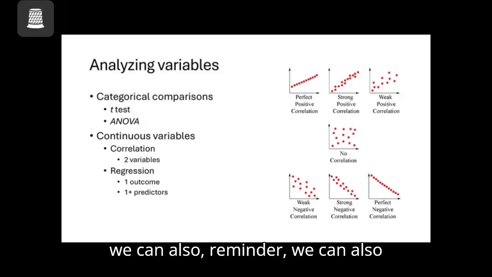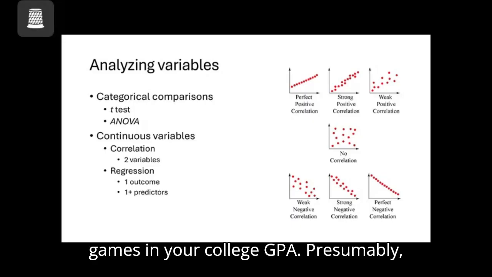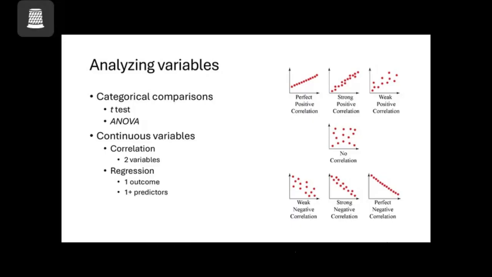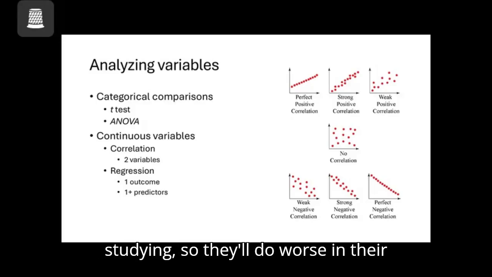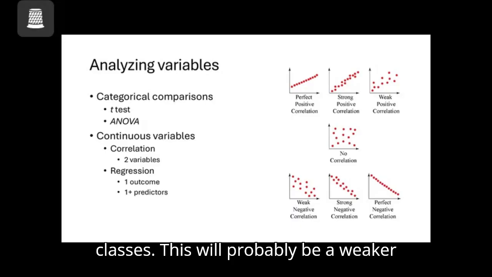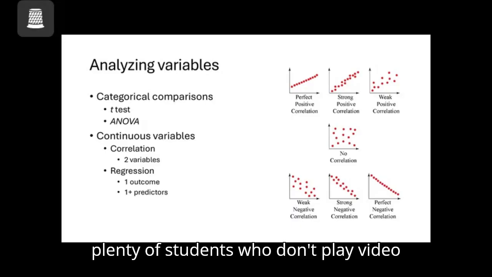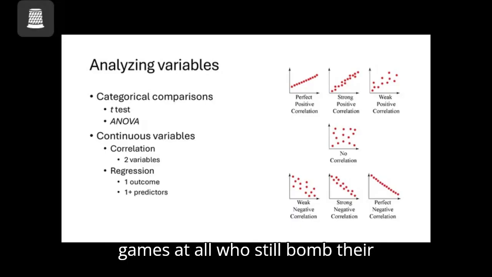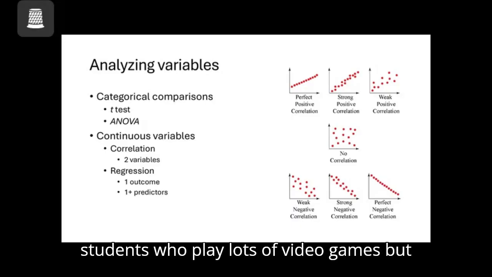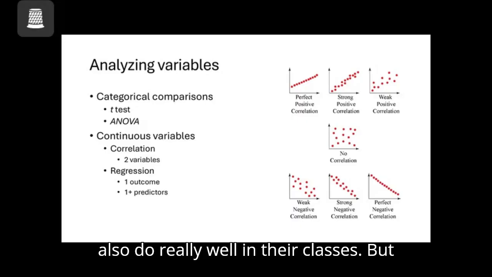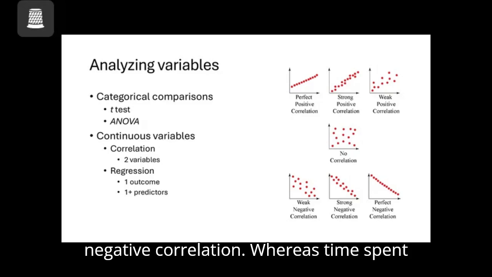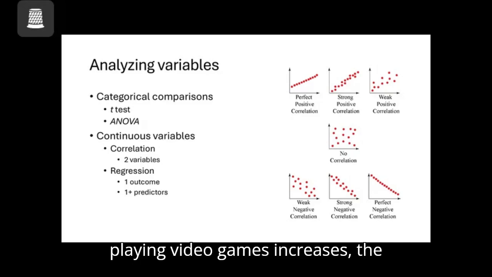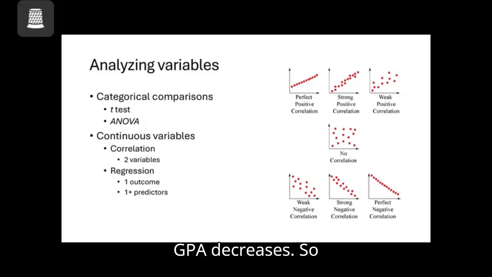Now we can also have negative correlations. Let's say the amount of time you spend playing video games and your college GPA. Presumably, students who spend a lot of time playing video games will spend less time studying, so they'll do worse in their classes. This will probably be a weaker correlation because there are going to be plenty of students who don't play video games at all who still bomb their classes, and there are going to be some students who play lots of video games but also do really well in their classes. But there will likely be some level of negative correlation, whereas time spent playing video games increases, the GPA decreases.